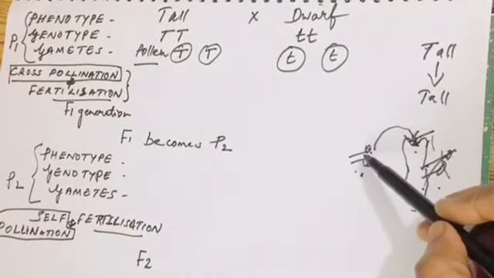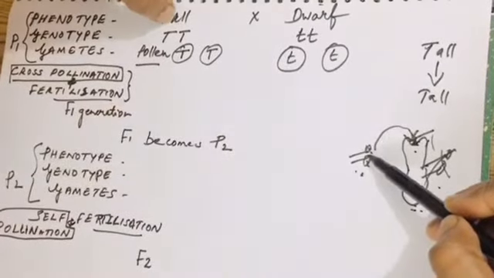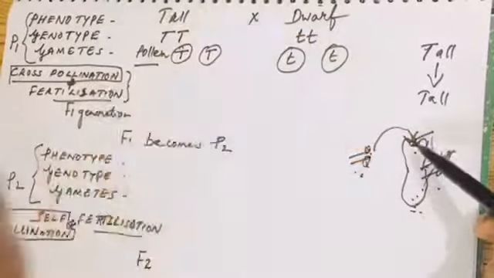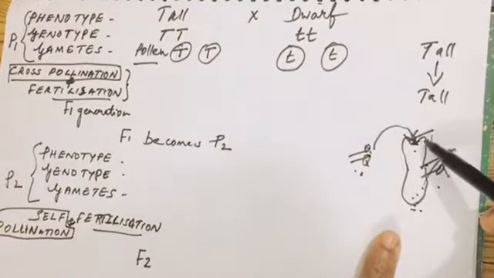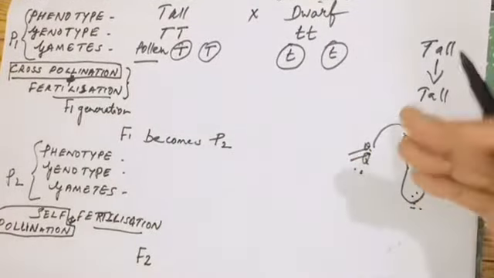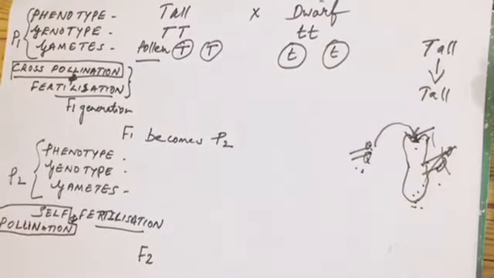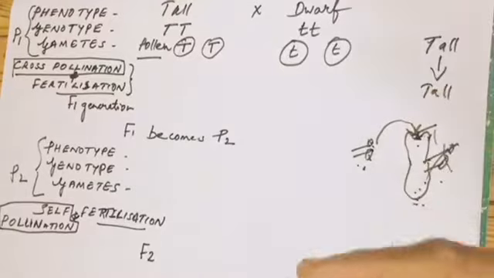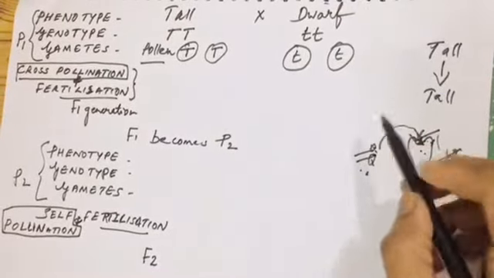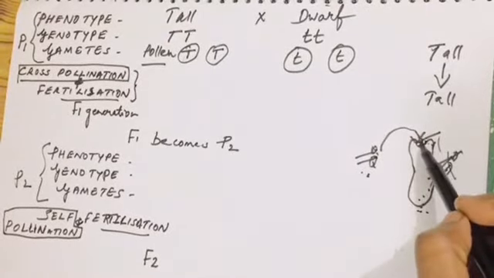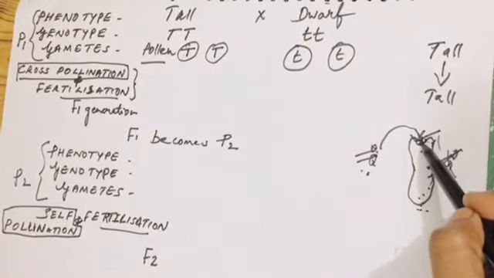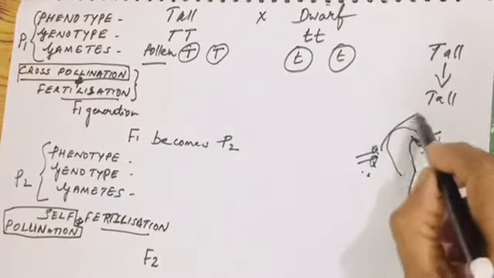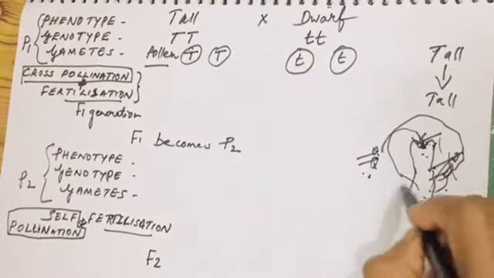Then he collected the pollen grain from the tall pea plants and dropped it on the stigma of the dwarf pea plant flower. Still, there is a chance for other pollen grains of the garden to reach here. For preventing that, what he did, that is, after dropping the pollen grains on the stigma of the dwarf pea flowers, he covered the flower with poly bags.